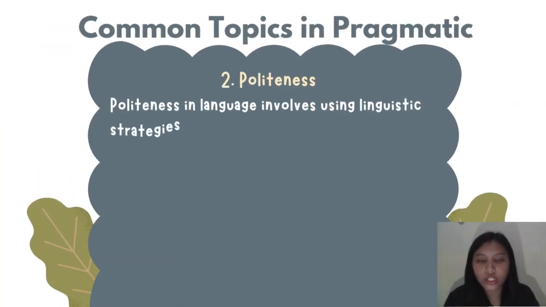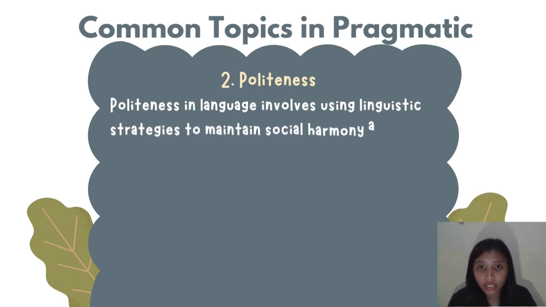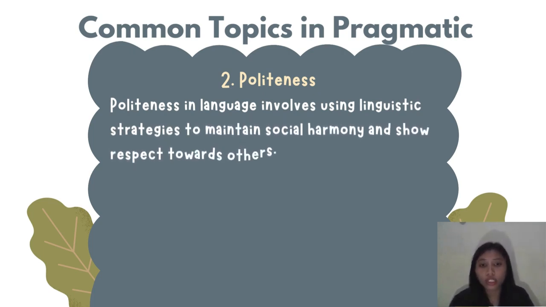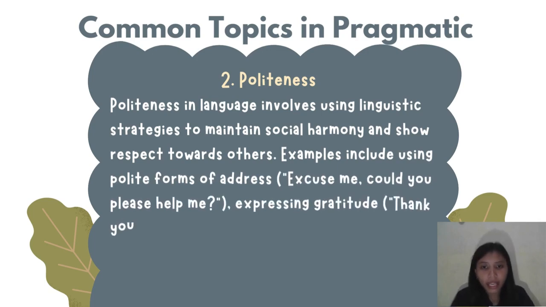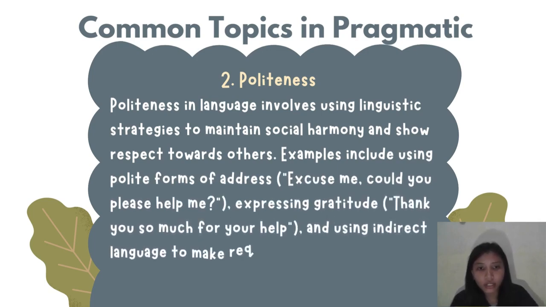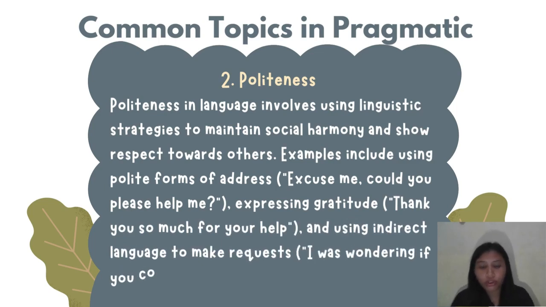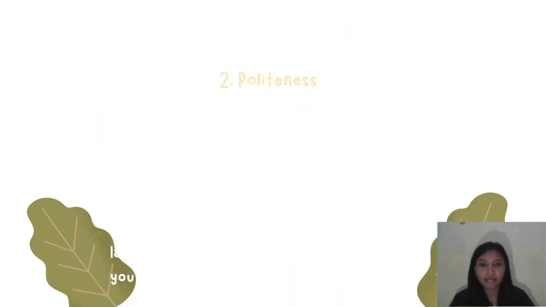Okay, the second topic is politeness. Politeness in language involves using linguistic strategies to maintain social harmony and show respect towards others. Examples include using polite forms of address, like "excuse me," "could you please help me," or maybe expressing gratitude like "thank you so much for your help," and using indirect language to make requests like "I was wondering if you could possibly lend me a hand."